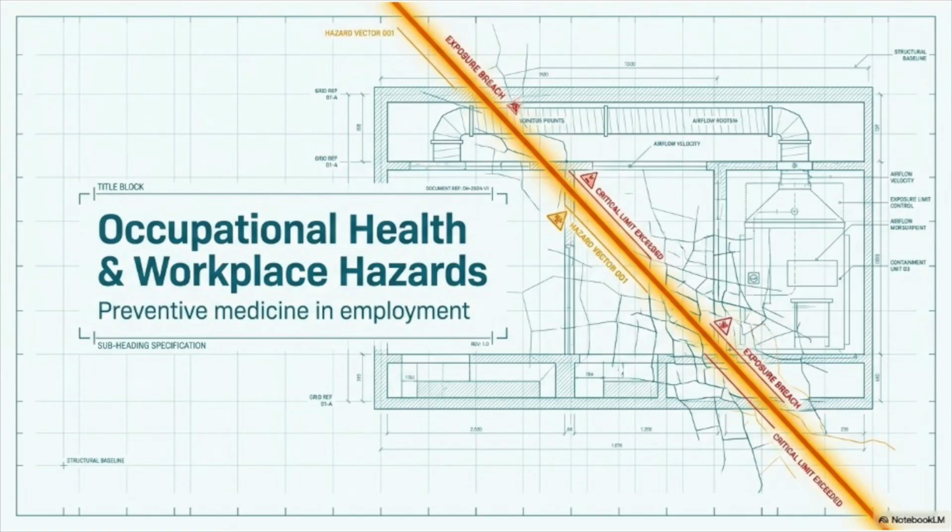Hello everyone. Have you ever wondered why the same workplace that provides a livelihood can also become a source of disease, disability, and even death? Every occupation exposes workers to certain health risks, but most of these hazards can be prevented through proper planning, workplace safety, and occupational health services. In this video, let us understand the concept of occupational health, ergonomics, workplace hazards, occupational diseases, and their prevention in a simple and systematic way.